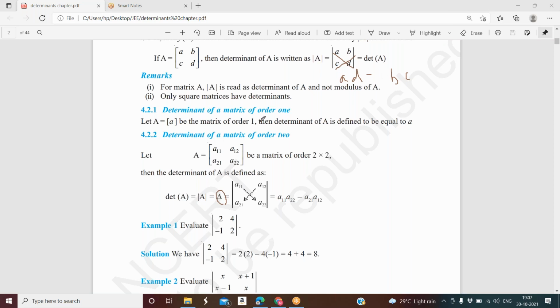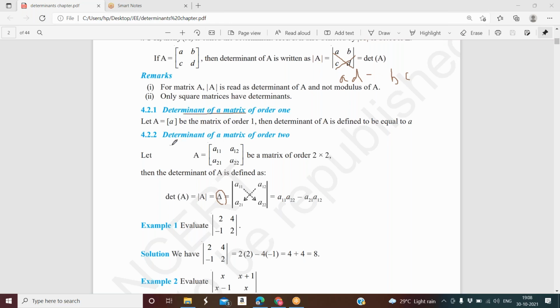What is the determinant of a matrix of order 1? Let A equal to matrix A. Here we have only one element. It's a matrix of order 1. Therefore, determinant of A is nothing but the element A, because in this matrix we have only one element. This is the determinant of a matrix of order 1.